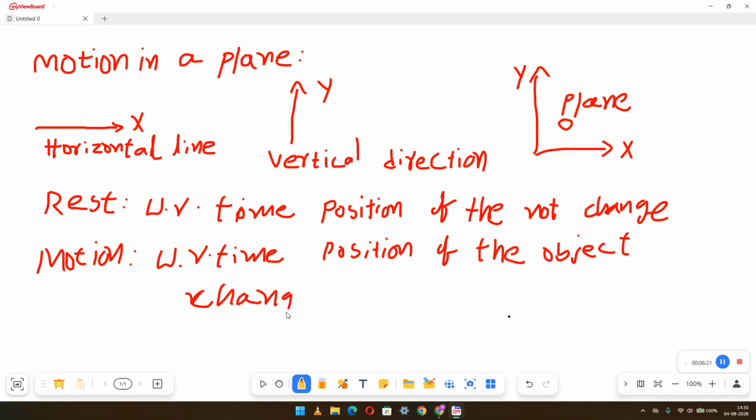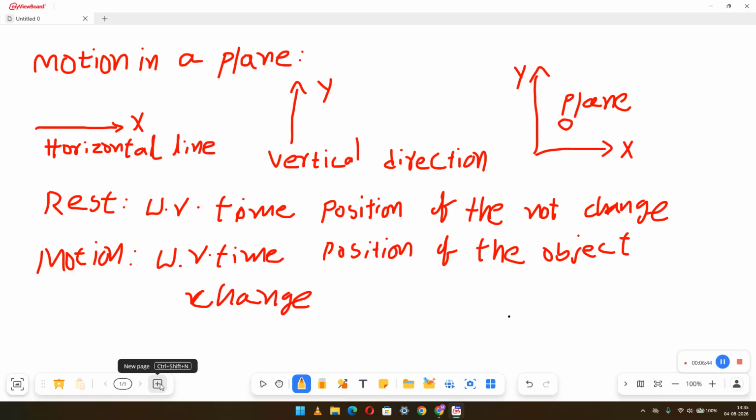Examples of this motion are: a car is moving on the floor, an aeroplane is flying in the sky, a bird is flying in the sky. With respect to time, their positions are changed. These are examples of motion.